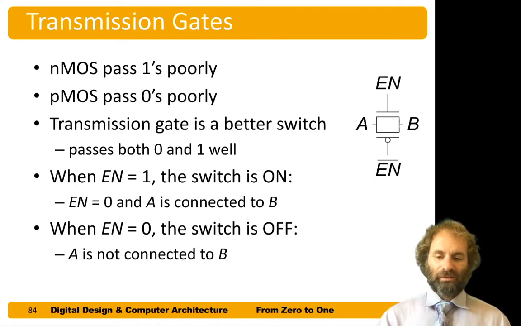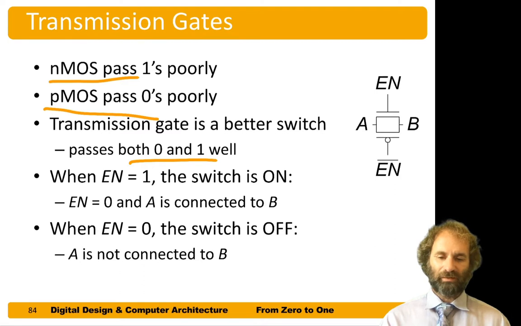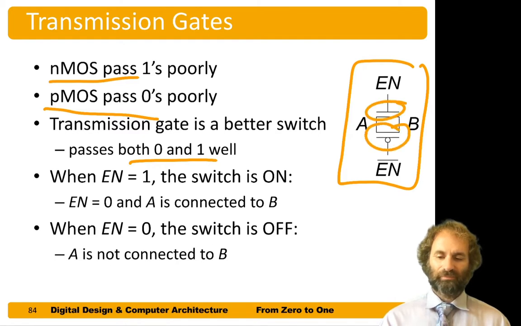So another issue happens if we wanted to build a good switch. Remember that NMOS pass 1s poorly, PMOS pass 0s poorly. If we wanted to build a switch that could pass both 0s and 1s, we need both flavors of transistors working together. And we call that a transmission gate. So let's say we take an NMOS and a PMOS and connect them together between input A and output B. We'll connect an enable signal EN to the NMOS and its complement to the PMOS.